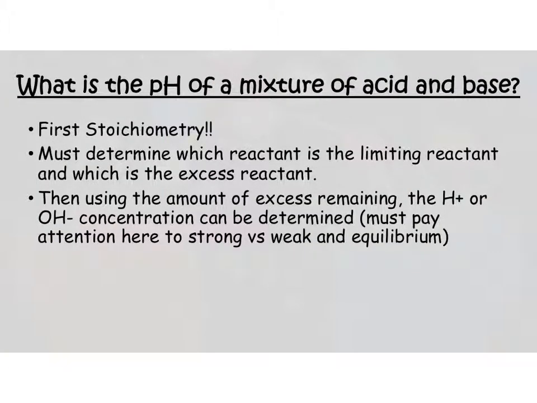All right, now, the other thing I wanted to go over is how do we determine the pH when we have a mixture of acid and base? So first off, you've got to think stoichiometry here. You've got to determine which of your reactants is limiting and which is excess. Then you're going to calculate your amount of excess and calculate the new concentration of it. And this is a very important section because you got to pay attention to if you've got strong, strong, or weak, strong situations when you are neutralized.